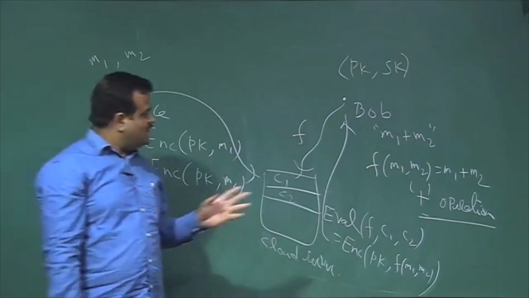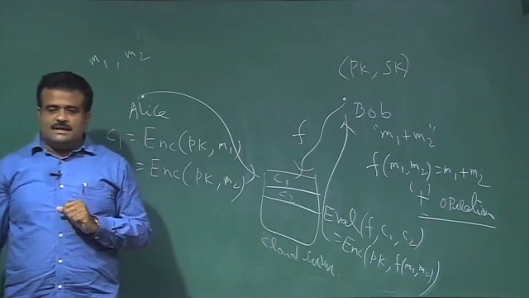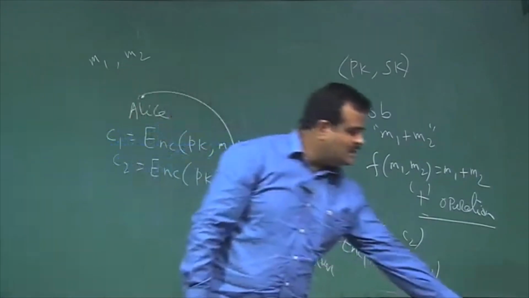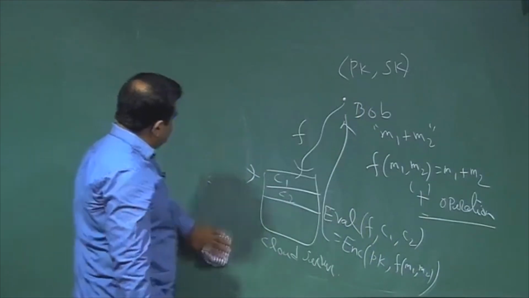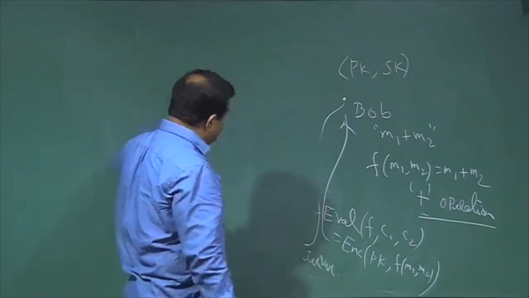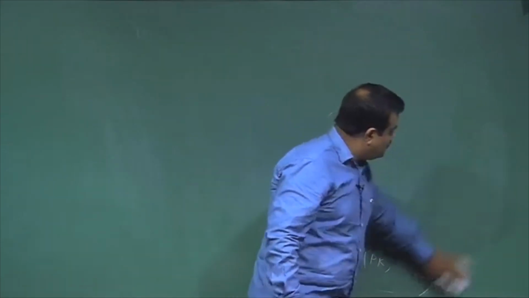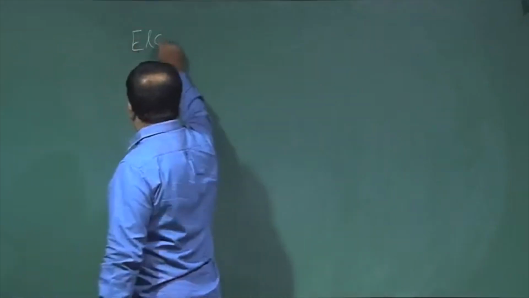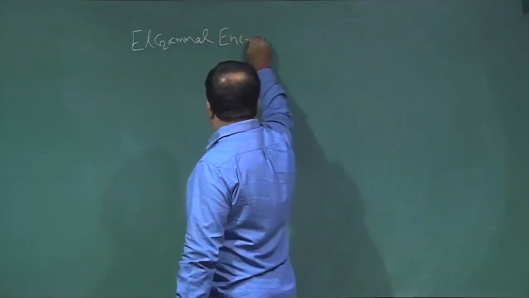This can be achieved by using the ElGamal encryption scheme. The ElGamal encryption scheme is homomorphic, but it is only partially homomorphic because it can only support this plus. It cannot support, say, the dot. So let us talk about the ElGamal encryption scheme. Recap.